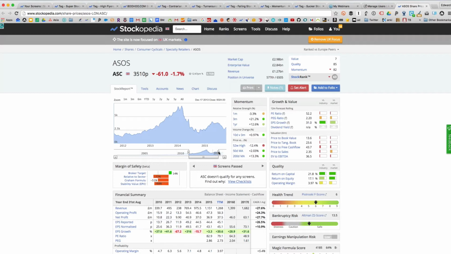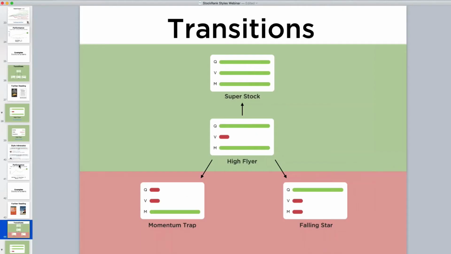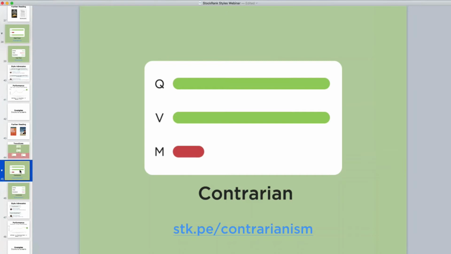Since then, the stock has been recovering, and as we can see, has much more of a high flyer profile now. So when you're investing in high flyers, one has to keep stop losses or a good eye on what the market sentiment is like. I've got to move on. Okay, Contrarian.